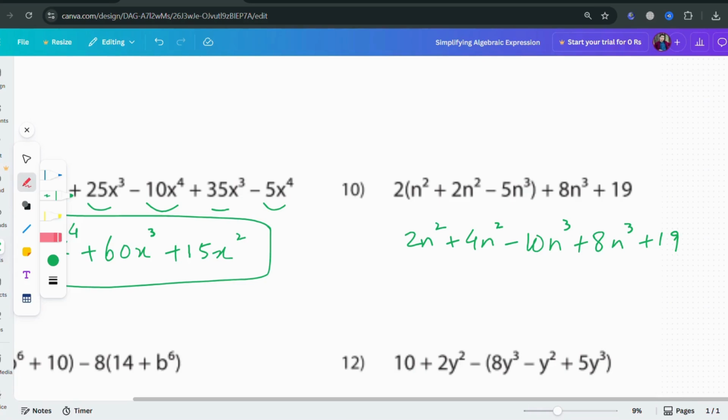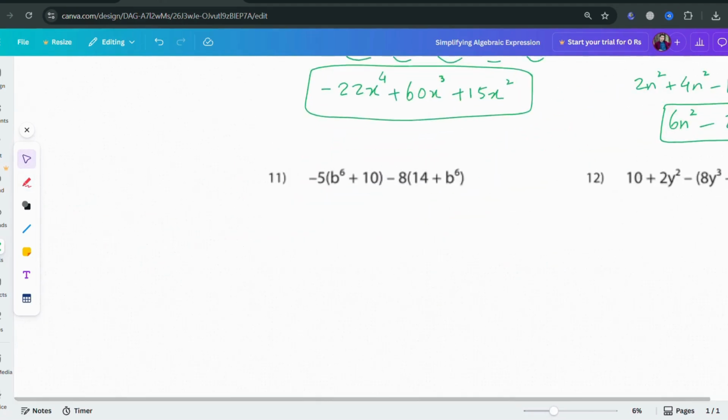So 2n square, if I combine them, it's equivalent to 6n square, minus 10n cube plus 8n cube, that's equivalent to minus 2 n to the power of 3 plus 19. So this is the answer for that. Now let's just move towards question number 11.